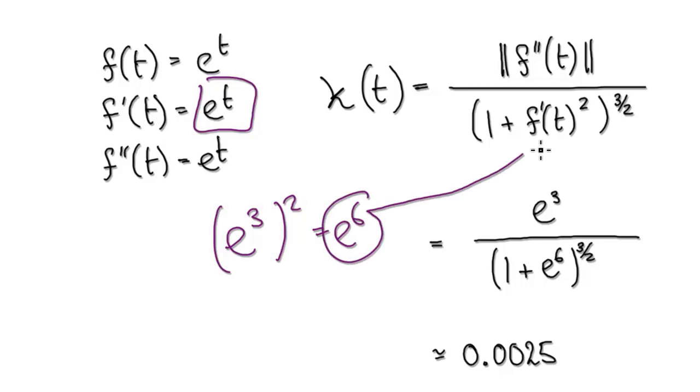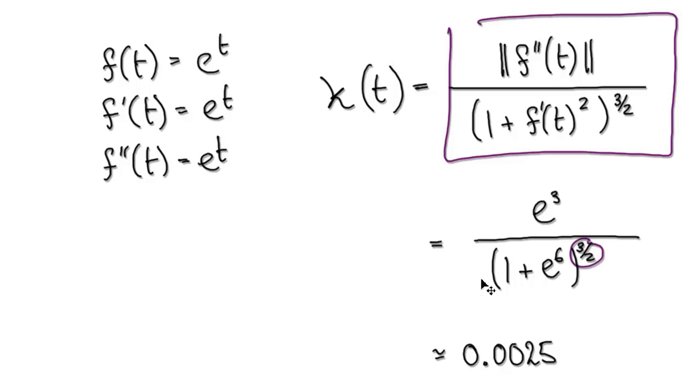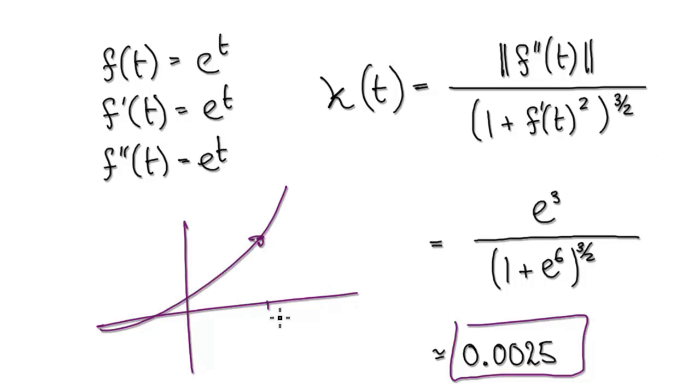So you would put this into here. That will then give you e to the power of 6, and then add 1, and then to the power of 3 over 2. So we are blindly following this formula here. So the curvature is approximately this. The curvature at x equals 3 will be given by this, approximately this.